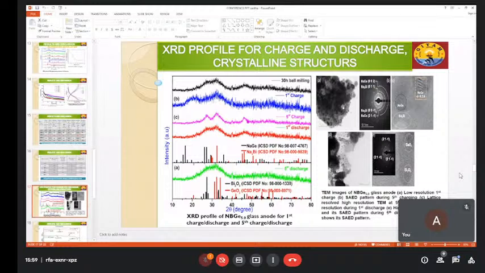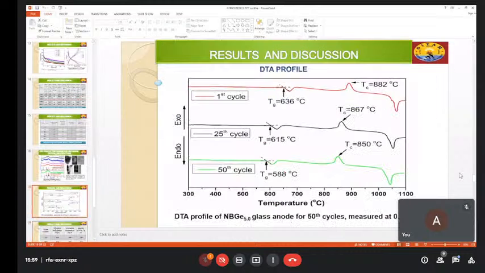By using the TEM images, we can see my sample's morphology. Morphology explains the formation of the crystalline structure. Finally, we can find the Miller indices, the a, b, c values and the hkl values from the TEM images. After that, we go for the DTA profile.